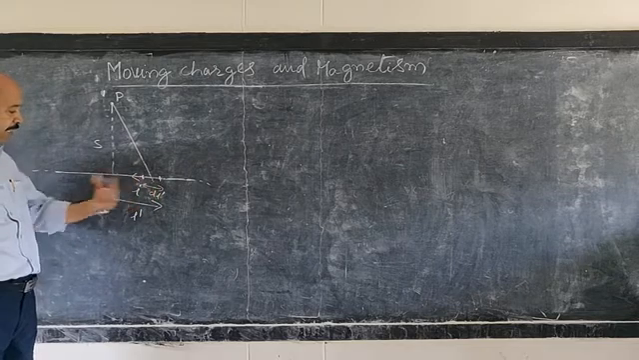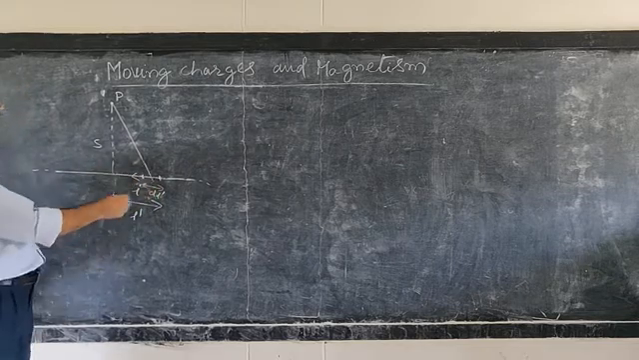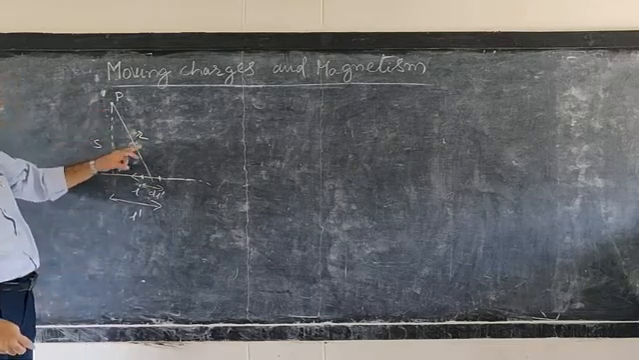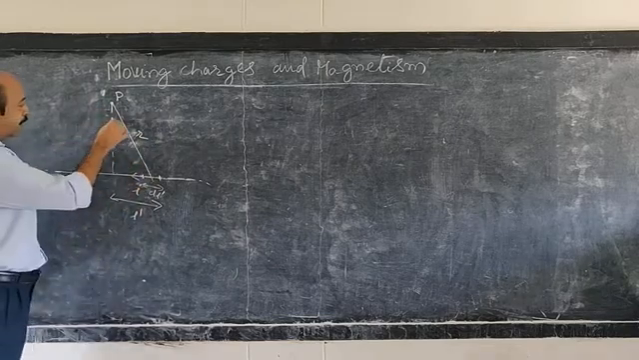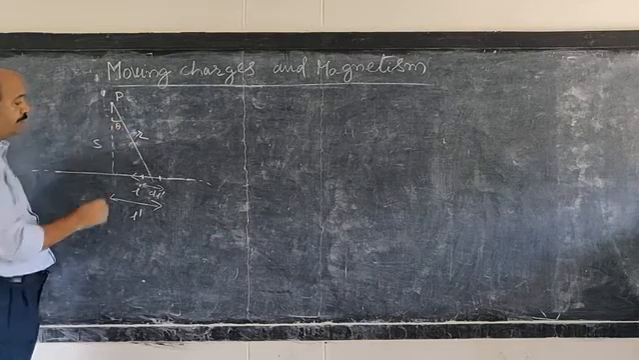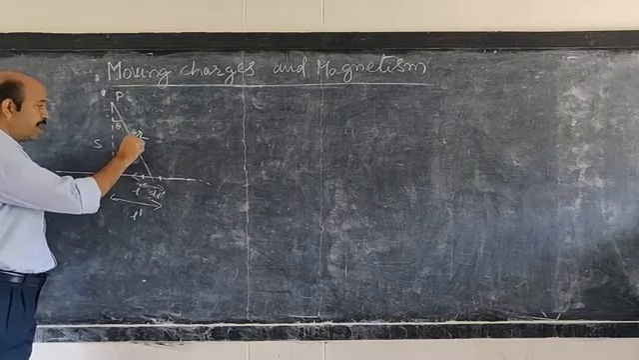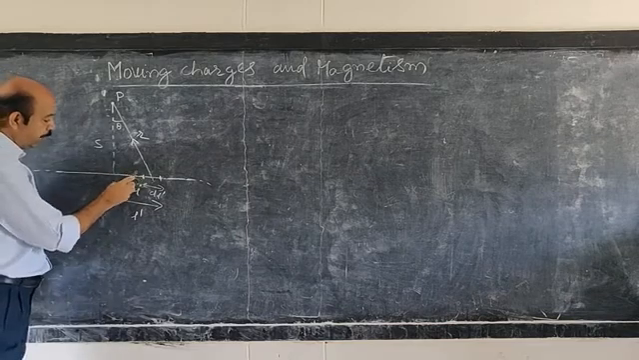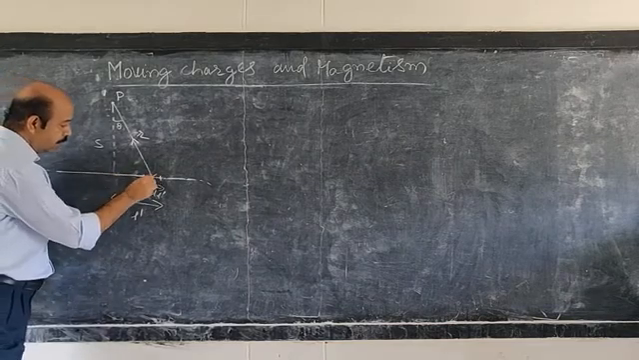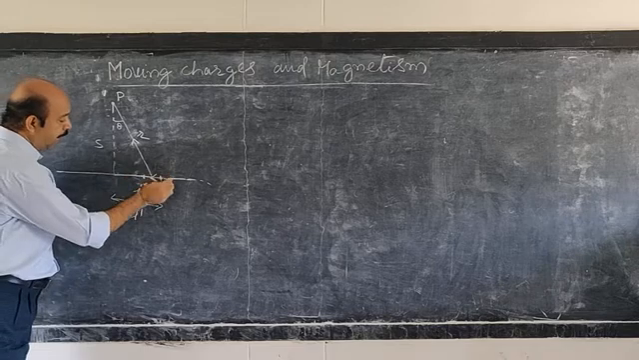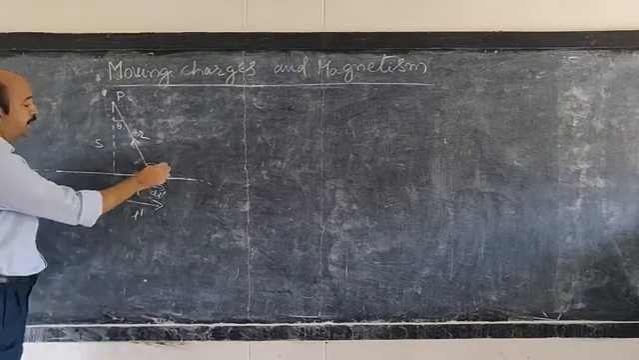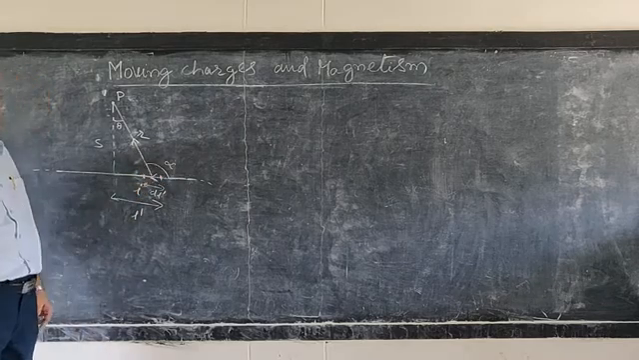Suppose that dl dash, or dl prime, is at a distance of r from the point, and consider this angle to be some theta. This is the position vector of the point from the current element, and we can put the arrow here. And the angle between the current element vector and the position vector, let it be alpha.